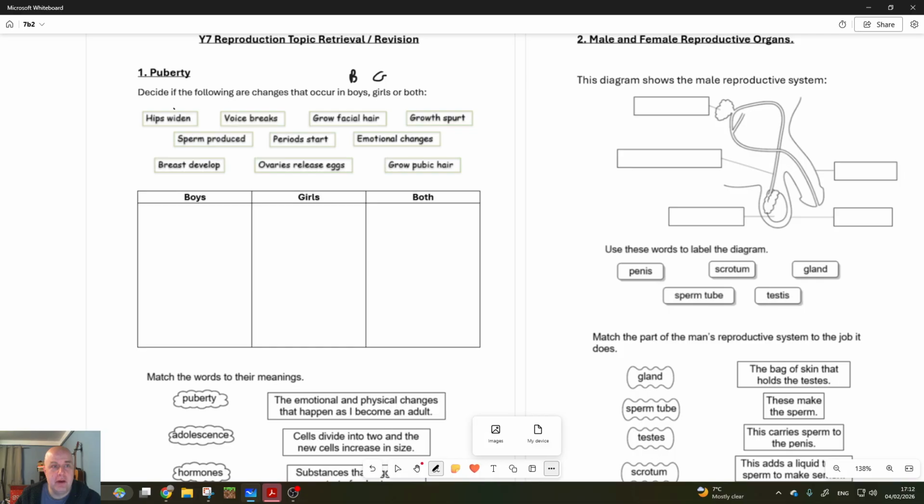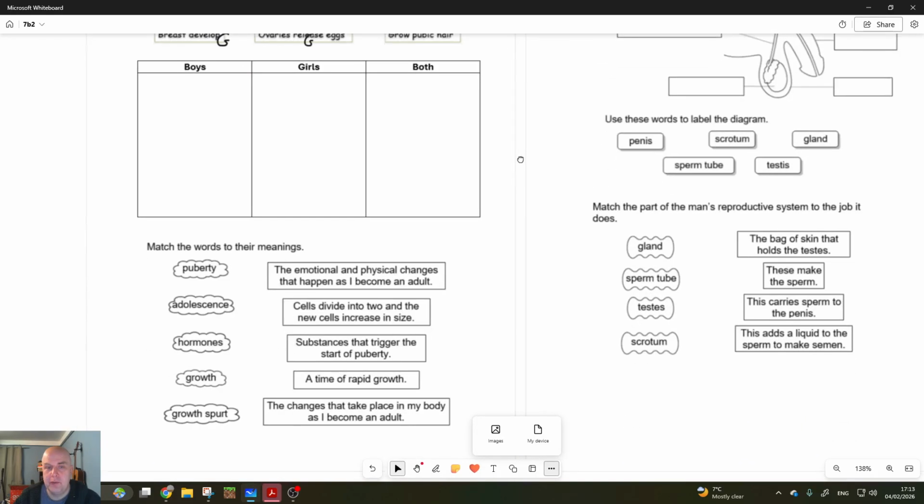Okay, so hips widen is girls, voice breaks is boys, grow facial hair, boys, growth spurt, that's both, sperm produced, boys, period starts, girls, emotional changes, both, breast develop, girls, ovaries release eggs, girls, grow pubic hair, both. So there we go. Those are the changes that happen in boys or girls or both.